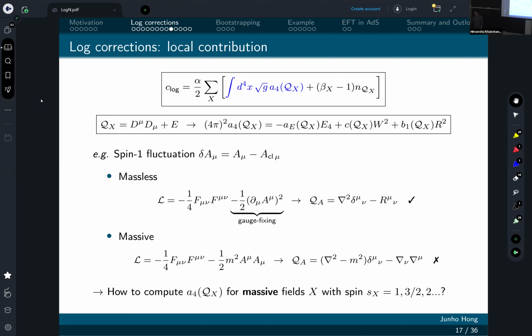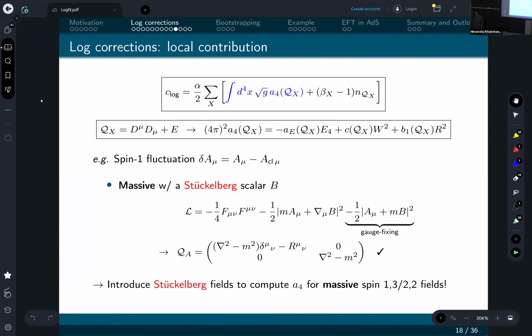And what we found is the answer is in a 100-year-old subject, the so-called Stueckelberg formalism. When you have a massive spin 1, the proper prescription is you include a scalar Stueckelberg field capital B here. Then these two terms now have a new gauge symmetry, and you can add this gauge fixing term. And the kinetic operator for the spin 1 fluctuation and the Stueckelberg field becomes like this. So it's d mu plus m d mu b, right?